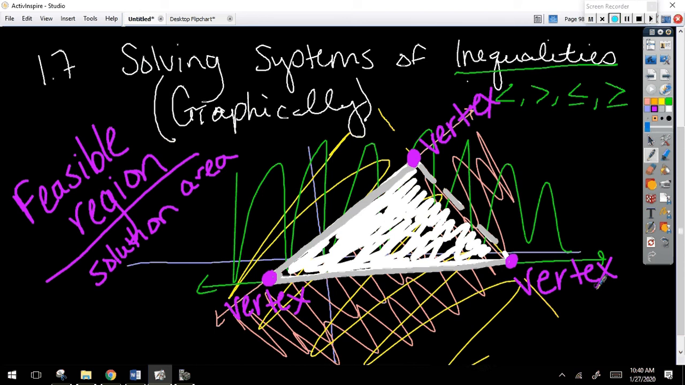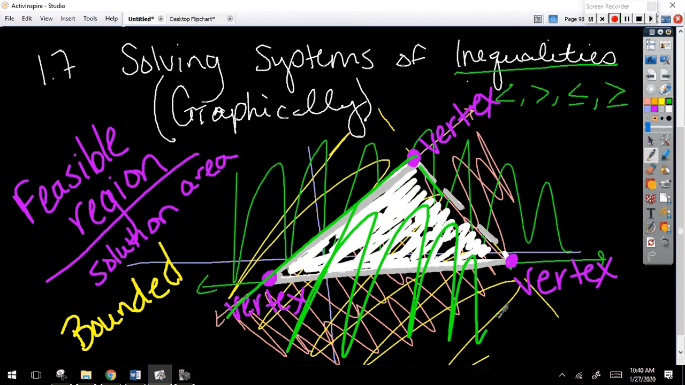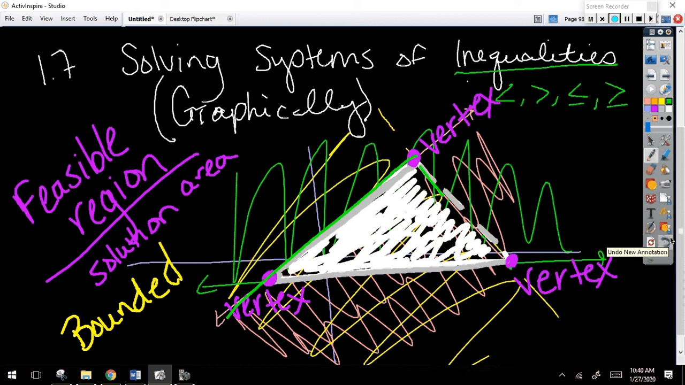Now, this is what we call a bounded system. And the reason it's bounded is there is no place that it goes off forever and ever, right? Something is keeping it in a certain area. If that bottom green line was not there, then it would go forever and ever down, and it would be an unbounded region. So if it's completely closed into a certain shape, it's bounded. If it's not and it goes on forever, it's what we call unbounded.